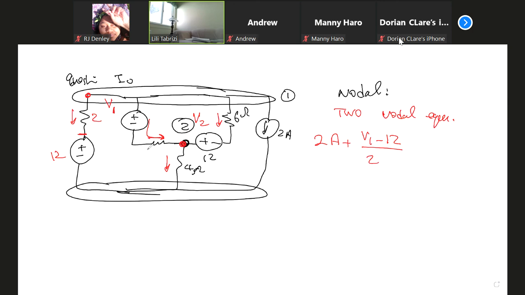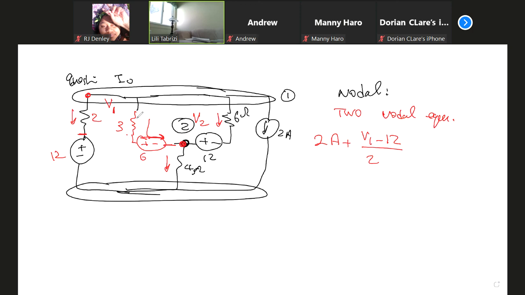The current here, actually, I can switch for nodal. These are in series, right? I can switch these two, so I can redraw this one. It's the same. You don't have to, but it's easy to do. I can redraw this one by putting 3 and my voltage source here, plus or minus 6 volts.